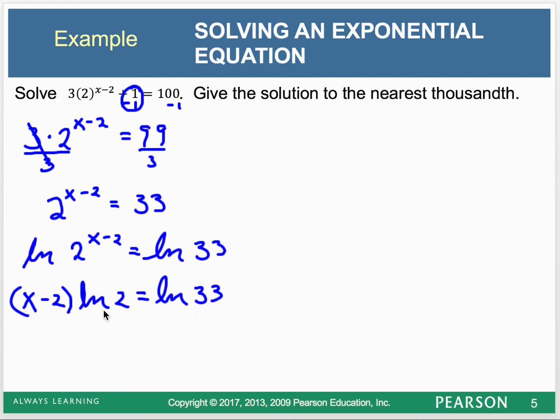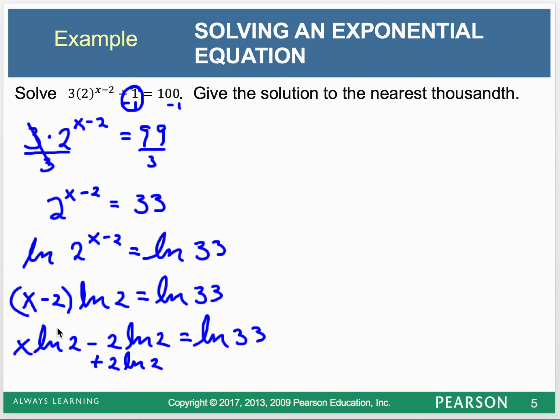Okay, just like before, let's distribute. Get rid of those parentheses. Let's add 2, because this is a numeral. The only variable term has an x in it, right? So let's add 2 natural log of 2's to both sides so that that becomes 0.